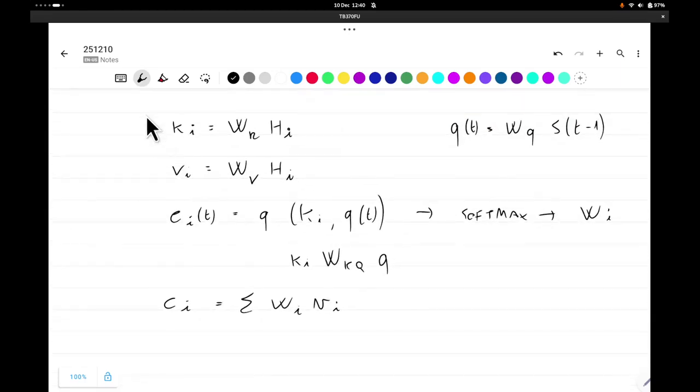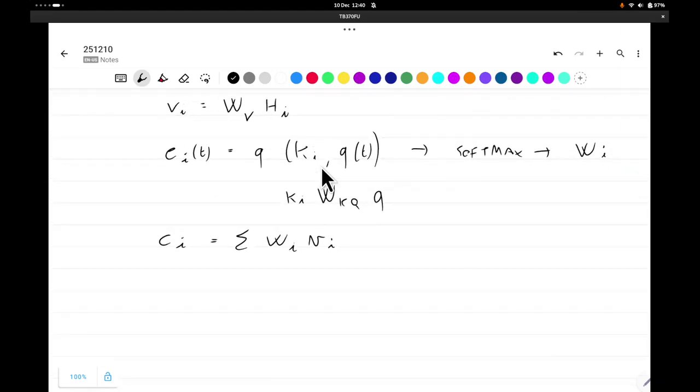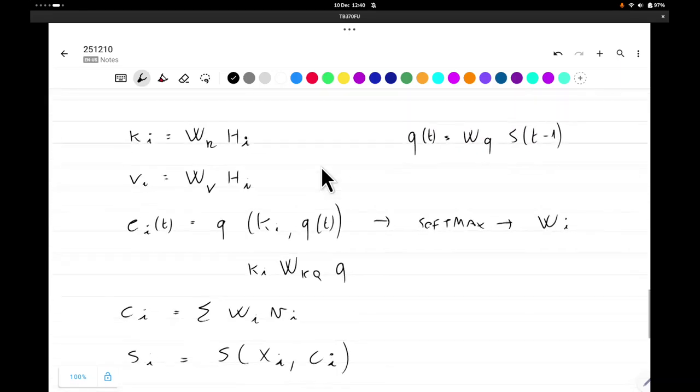Yeah, of the projection of the state. And then we have the final outcome, that is the state, this is input, and the context for that particular point in the sequence. Okay, so what has happened here?